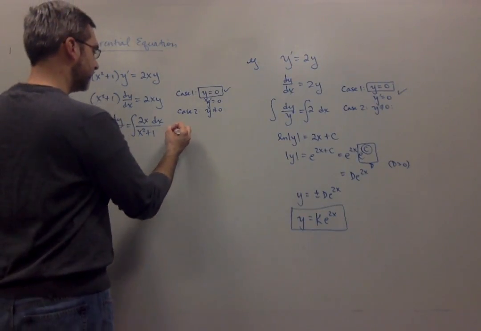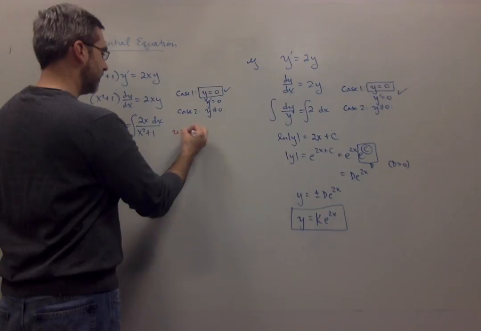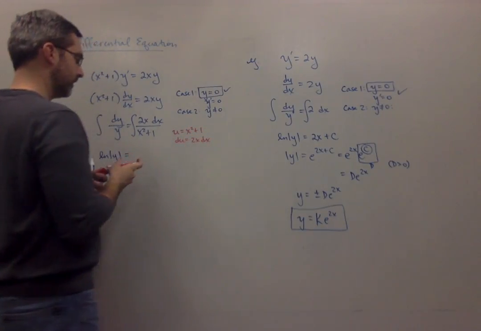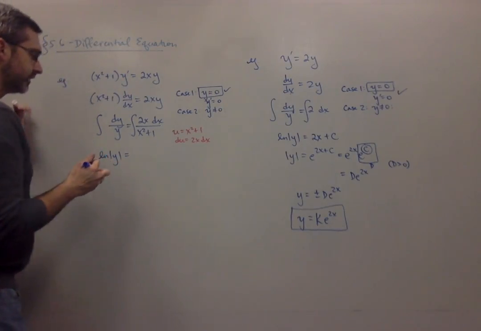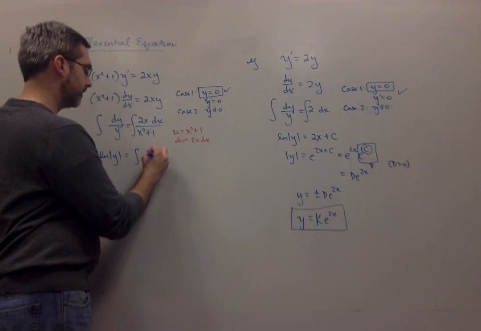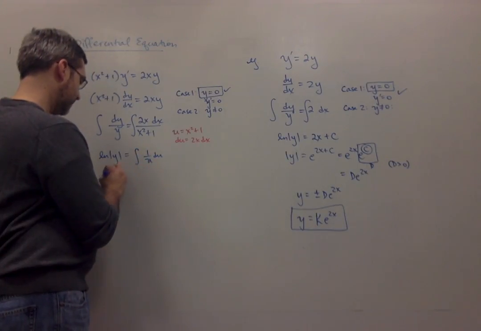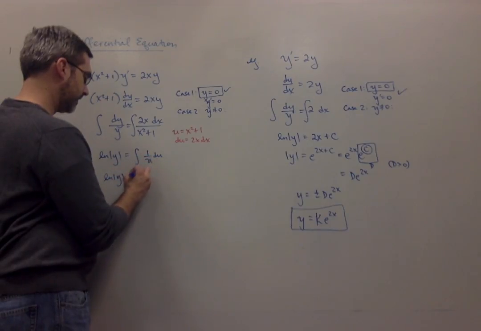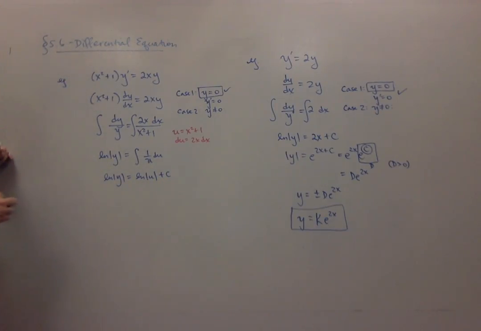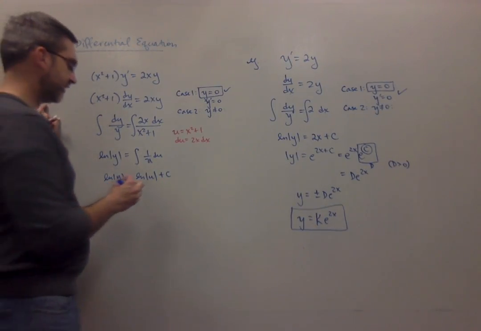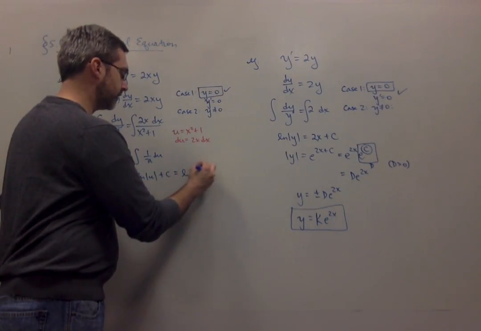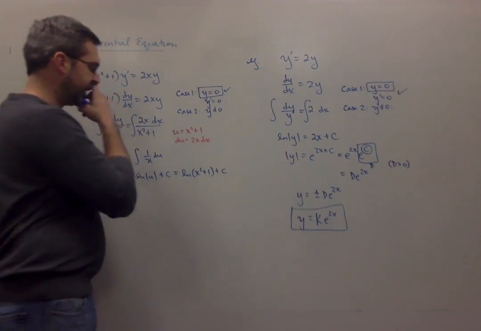So I'm going to let u equal the bottom, and the top is cooked up to be the du. So I've got the integral of 1 over u du. So that ends up being the natural log of the absolute value of u plus a constant. And let's substitute back in what u is. So u is x squared plus 1, and since x squared plus 1 is positive, I could actually drop the absolute value there.